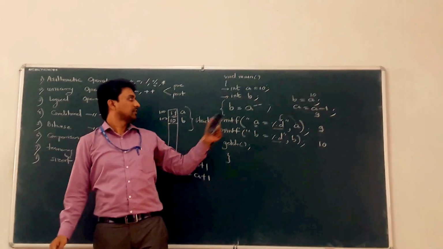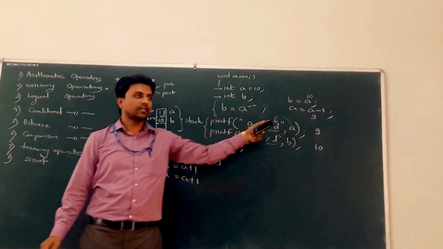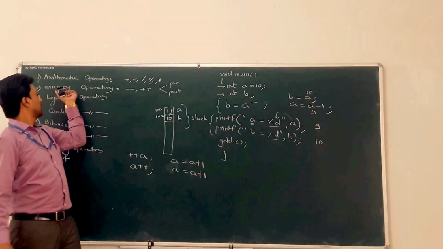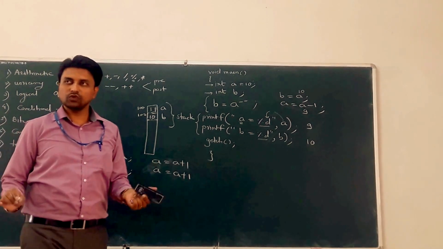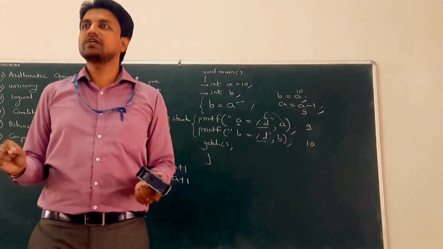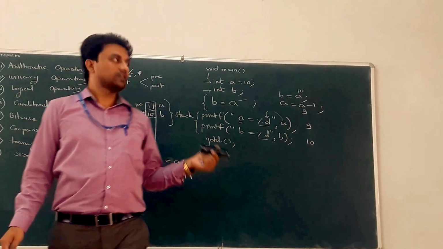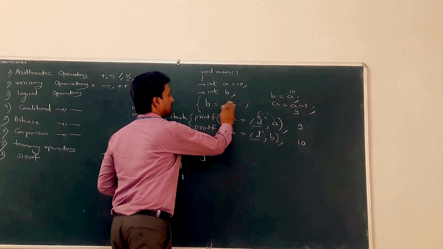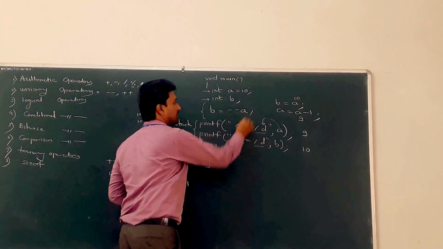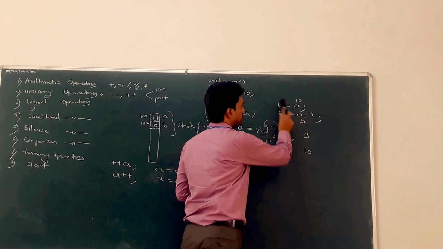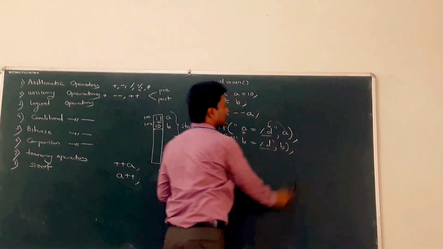Clear? That is the post decrement unary operator. Clear? Similarly, --a is the pre decrement unary operator. So what is the output?